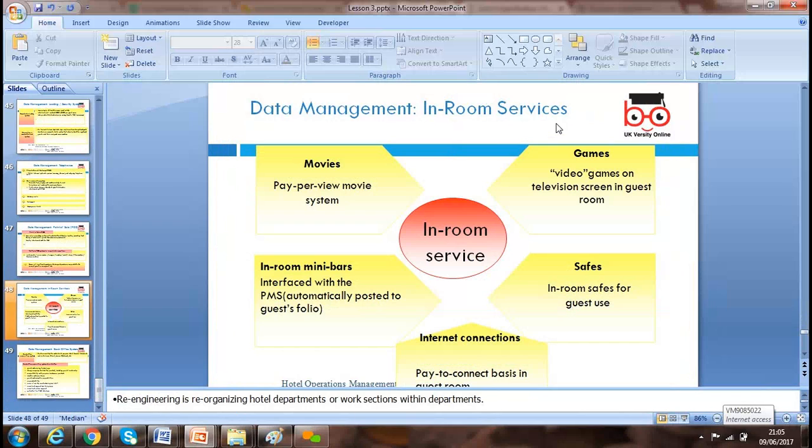In service we can look at the movies and games. Yes, the in-room mini bar. Most hotels have an in-room mini bar. Those we need to look after: whether the drinks are full there or not. Night orders we can do as well.